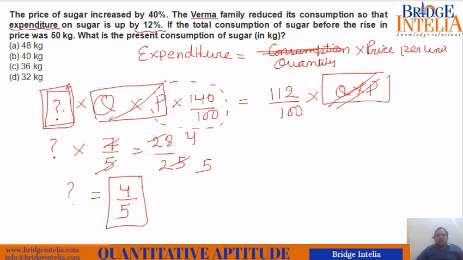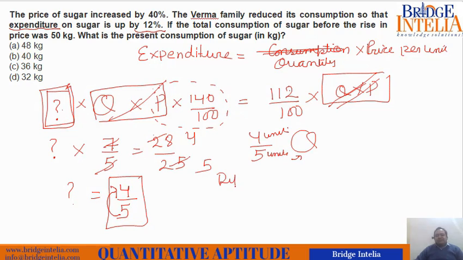It means that Q was supposed to be multiplied by 4 by 5. That means earlier you were buying 5 units. Now you are able to buy only 4 units. So you can use this shortcut. Something gets multiplied by 4 by 5, it means it is reducing in quantity. Earlier you were consuming 5 units. Now you are consuming only 4 units.